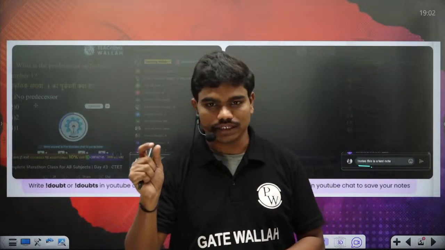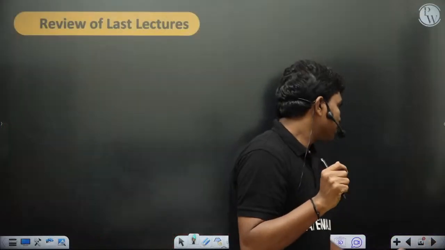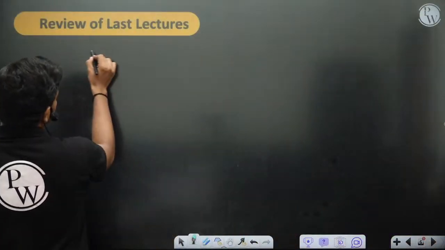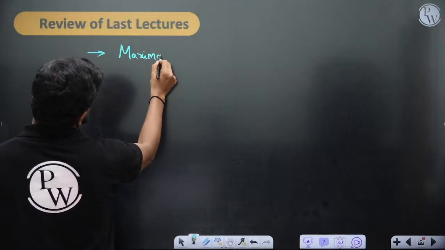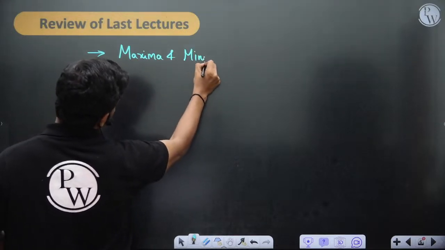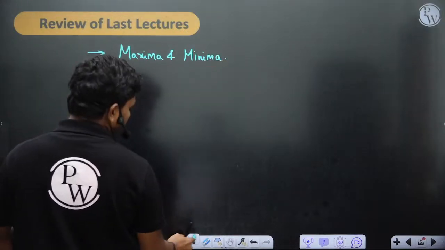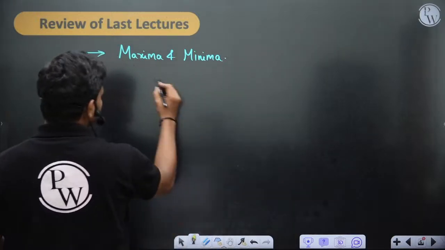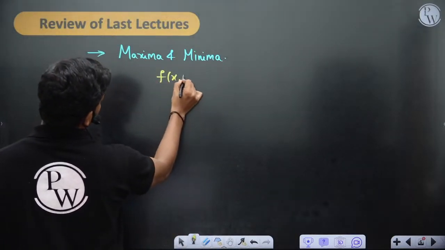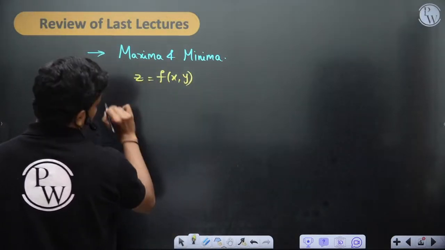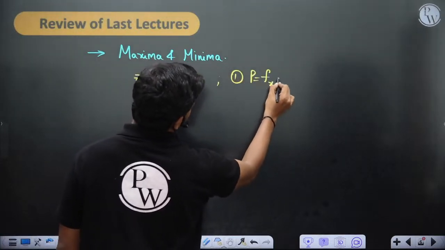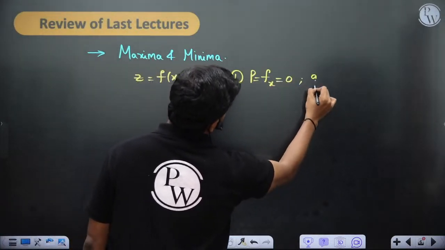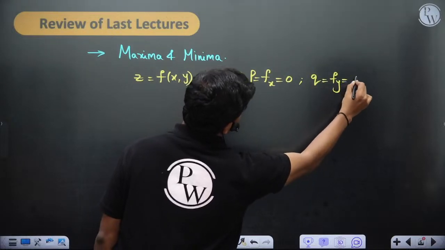Good evening all of you. So let's discuss the last lecture. In the last lecture we have seen the concepts of maxima and minima in multivariables. If you have any function z equal to f of x comma y, the first step is to calculate p, which is fx equal to 0, and q, which is fy, also equal to 0.